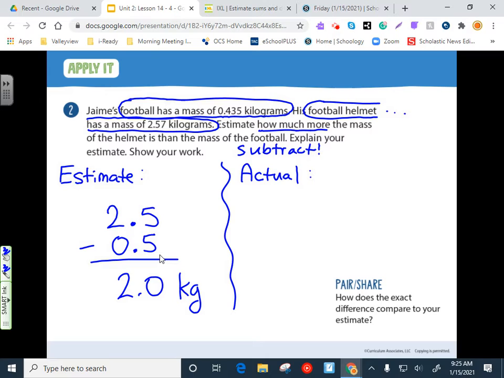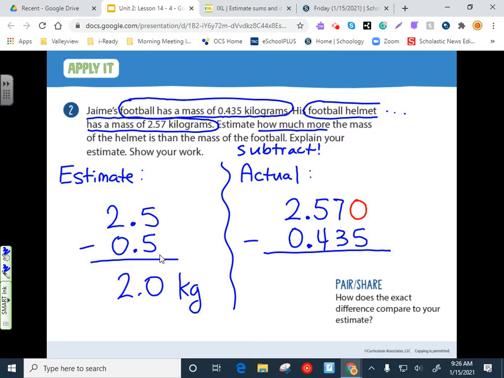So let's see how close we actually are. For actual, you have to use the numbers that are presented to you, no changing anything. 2.57 minus, and again, I put my decimal point first to make sure I line up my numbers properly. So this is 0.435. I've got this space right above this 5 that I can fill in with a 0 to help guide me on that.